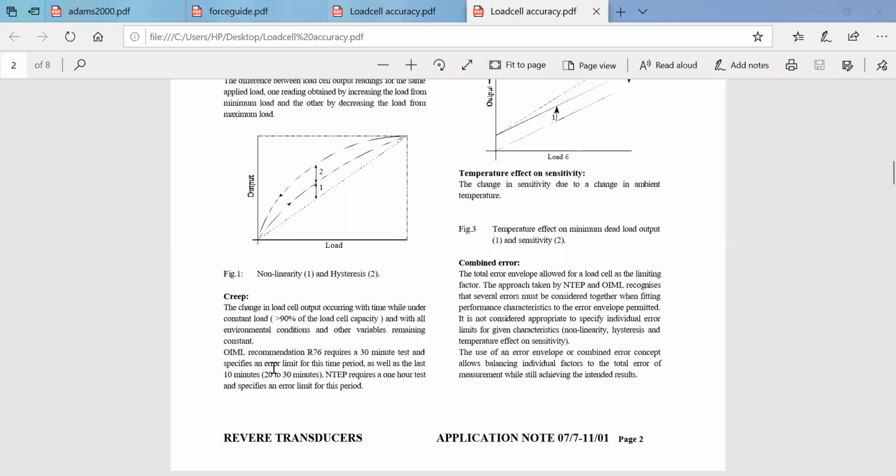Based on the error limit, they can classify the accuracy level of the instrument. So this is the difference between the OIML and NTEP standards. It's always better to go with the OIML recommendation than NTEP, because OIML is universally decided across many countries, while NTEP was decided only with respect to the United States.